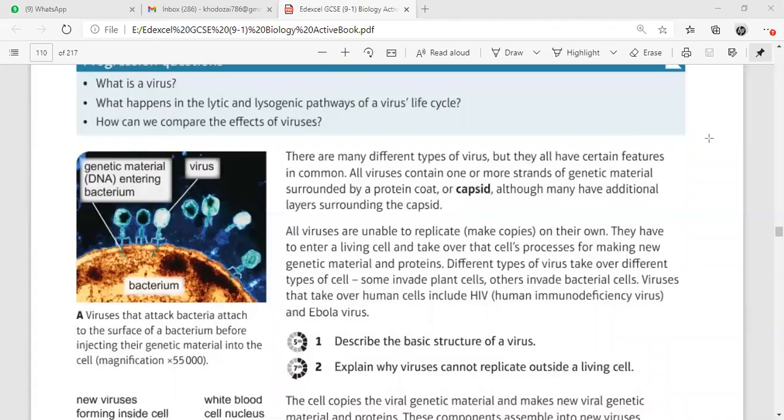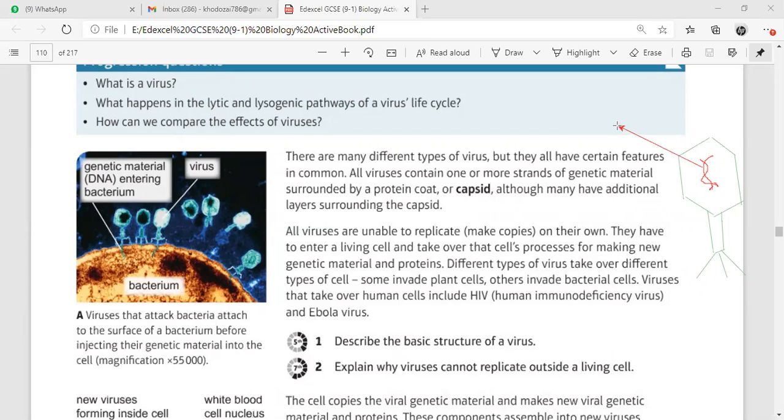For example, if this is a virus, this is the outer covering of the virus, and then there will be a tail. I'm making a bacteriophage. This virus is called a bacteriophage because it has almost this structure. It has an outer covering, and inside it can have DNA or it can have RNA. So a virus has two major parts.